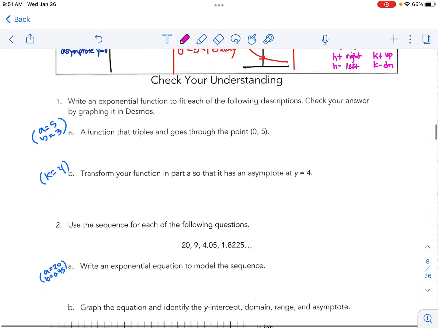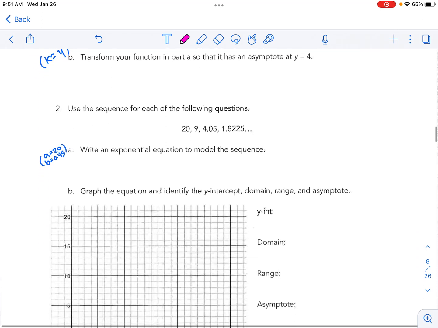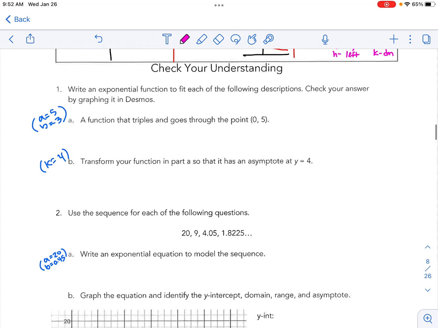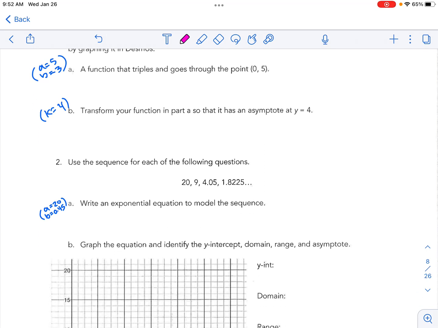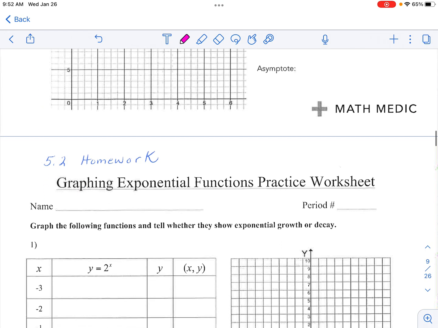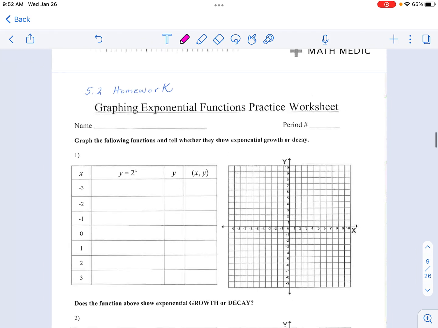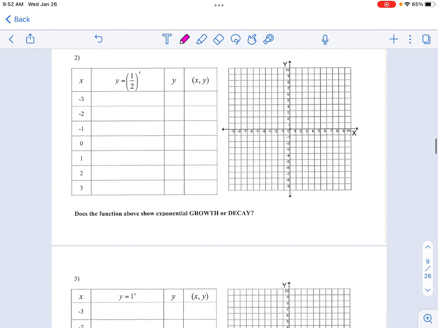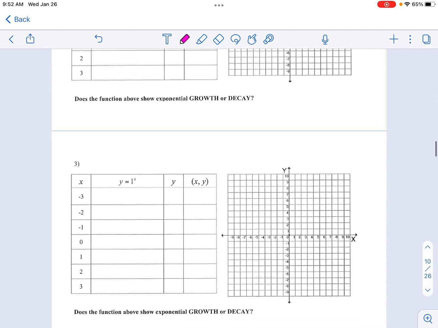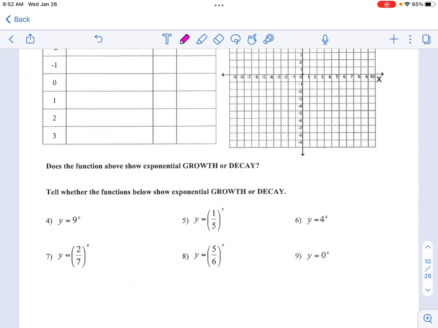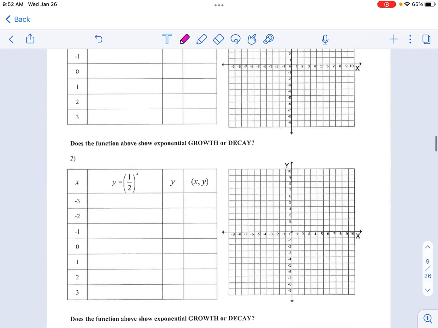Okay, so again, I've supplied some answers for the check your understanding so that you can check that as you go without getting into Blackboard. But then what you should do is work on that check your understanding and then check that against the notes in Blackboard for this section. And then the practice worksheet is actually graphing exponentials, so graphing them point by point, and then commenting on growth and decay at the end.